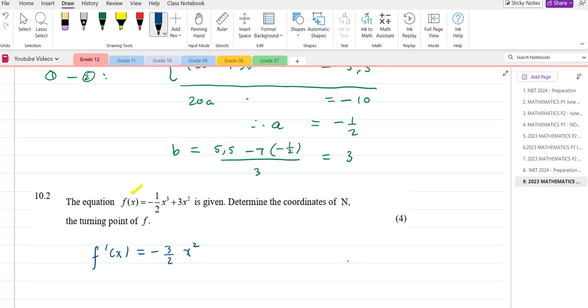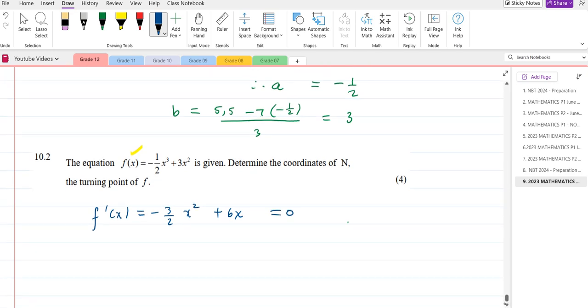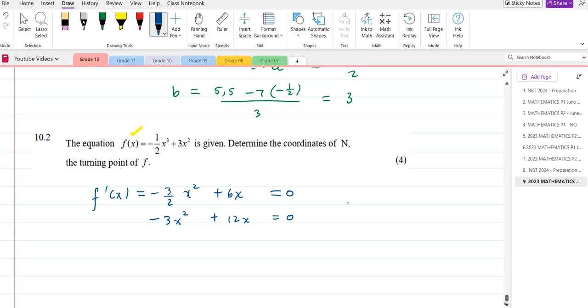So we're going to find f prime x, which is minus half times 3, that's minus 3 over 2 x squared, plus 6x is equal to 0. Let's multiply the entire equation by 2. So we get minus 3x squared plus 12x equals 0. Let's take out minus 3x as a common factor. We're left with x minus 4 is equal to 0. So x is equal to 0, that's not applicable, or x is equal to 4.